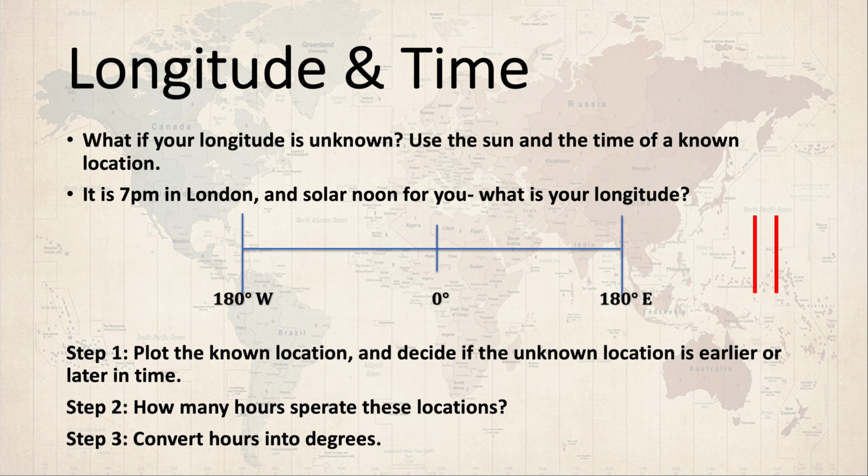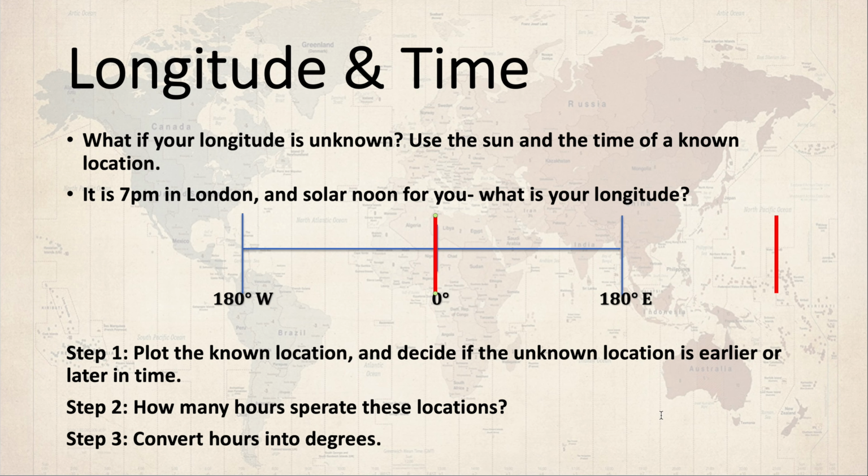Let's try one more. What if your longitude is unknown? Well, you can use the sun and the time of a known location to solve. So this time we're going to use a little bit of everything we've learned in these last few slides. So let's say that it's 7 p.m. in London and solar noon for you. Well, what is your longitude? Well, let's paint this picture. So we know that London's along the prime meridian, so I'm able to take my line and mark that just so I know where it is.